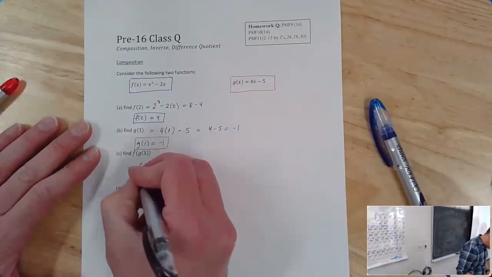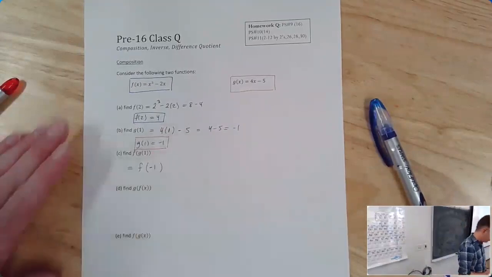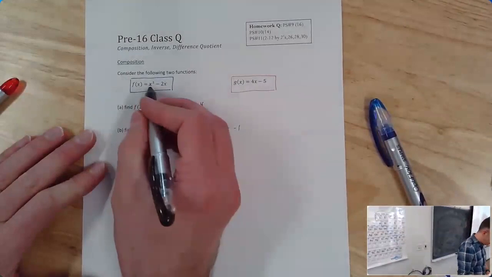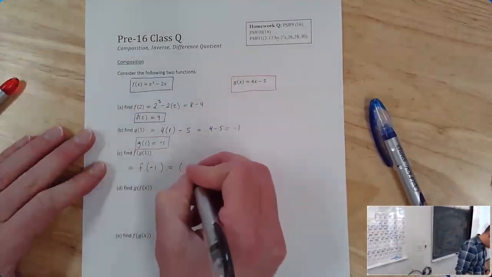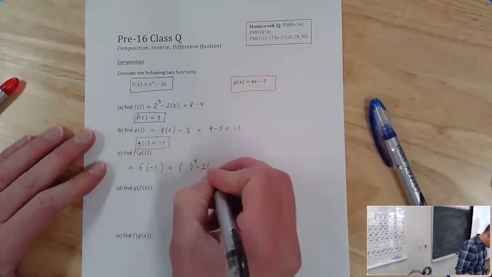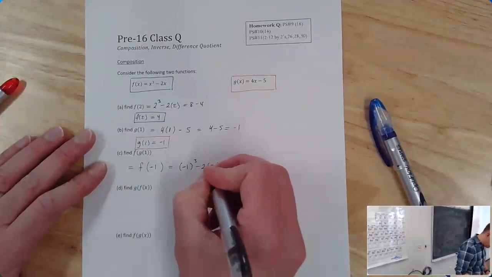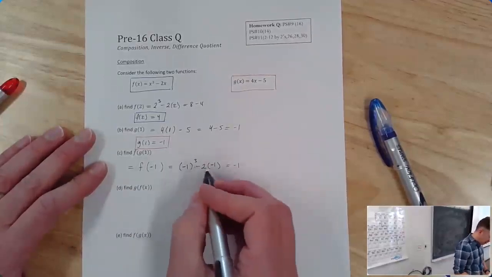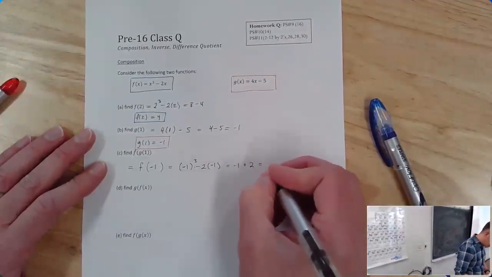I want to think of this as f of g of 1, which is f of negative 1, just from the work we already did. And now I'm going to say, well, f of x is x cubed minus 2x. So f of parentheses is parentheses cubed minus 2 times parentheses. And then I'm just substituting in the negative 1. Negative 1 cubed is negative 1. Minus 2 times negative 1 is plus 2. So negative 1 plus 2 is positive 1.